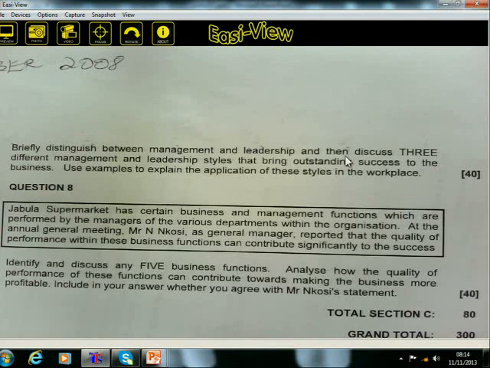Now, first of all, you've got to analyze the question. Looking at the question, identify and discuss any 5 business functions. That would be the first part of the question that you've got to answer. That goes without saying that you cannot know the quality that happens within the functions if you don't know what the functions themselves do. You've got to know what happens within the functions before you can analyze the quality of performance within those functions. So this question requires of you to discuss what happens in the business functions. That is the first part. So you are required to mention 5 of the 10 business functions. You mention only 5. And for those 5, you've got to know what happens in those functions.